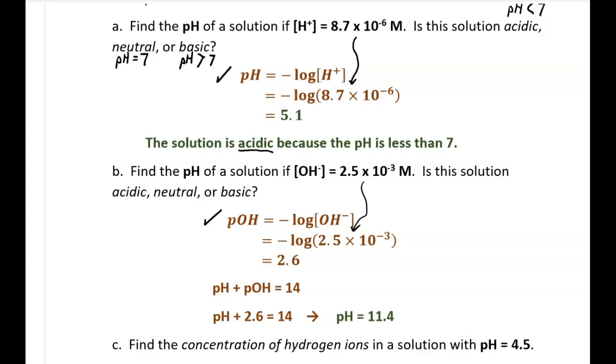That number was given to us, so substitute that in there and use the calculator. Push negative, then the log button, type in that value and push enter. Now it's going to say 2.6. That's the pOH. We were asked for pH.